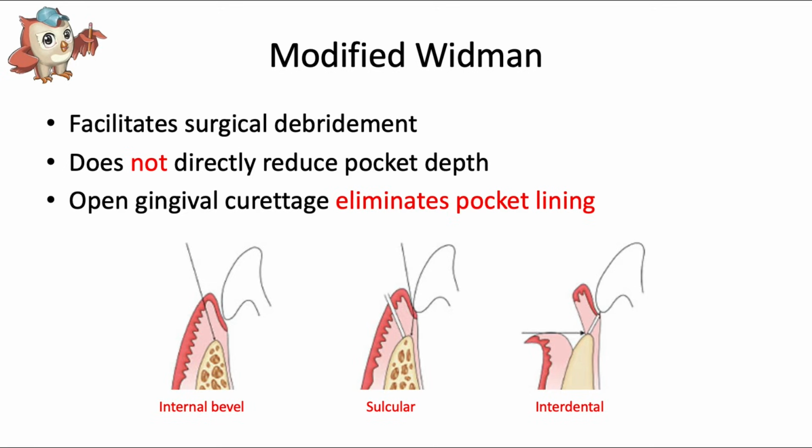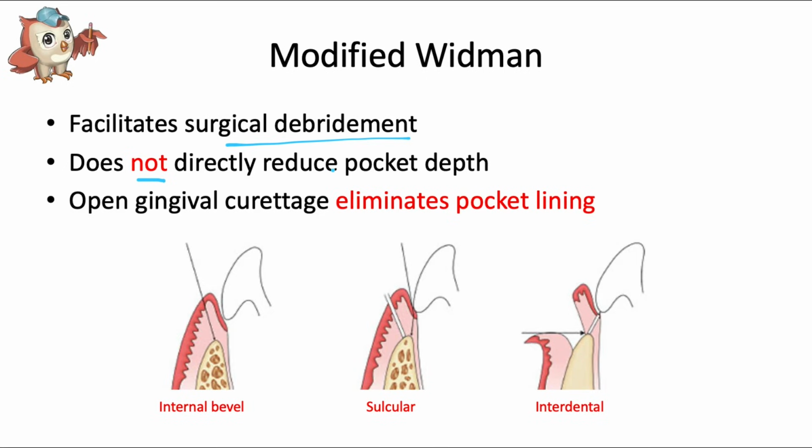Next, we have the modified Widman flap. This flap facilitates instrumentation for scaling and root planing therapy, also known as surgical debridement of plaque and calculus. This flap itself does not attempt to reduce the pocket depth, but it does eliminate the pocket lining. I know this probably sounds confusing, so let me explain.